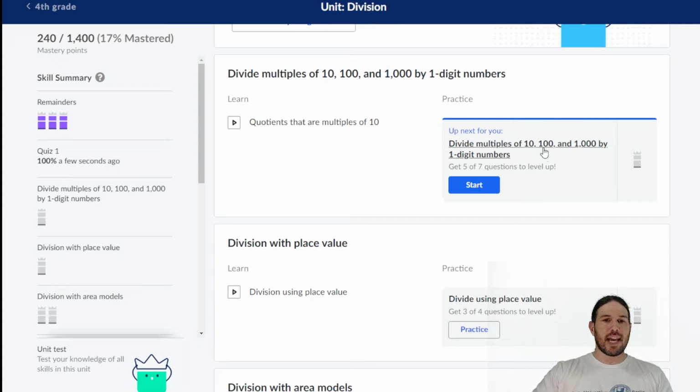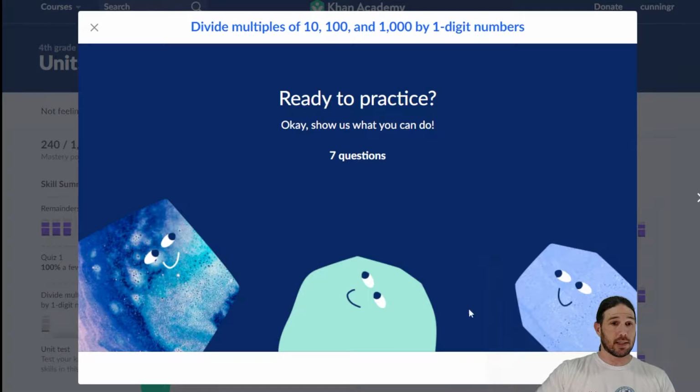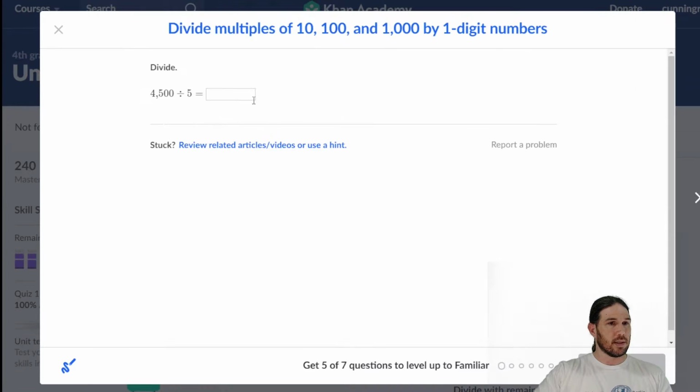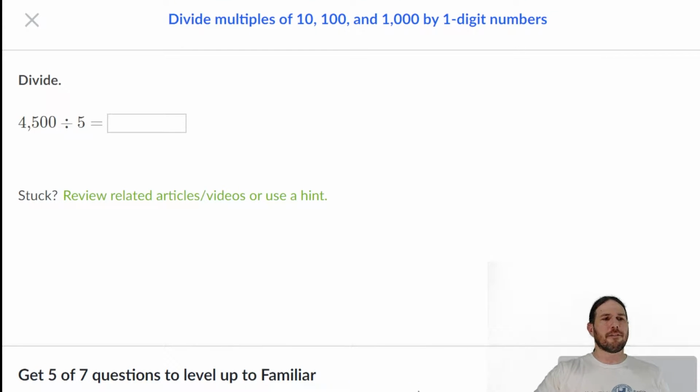Divide multiples of 10, 100, and 1000 by one-digit numbers. Let's give it a shot. So it says divide 4,500 by 5.